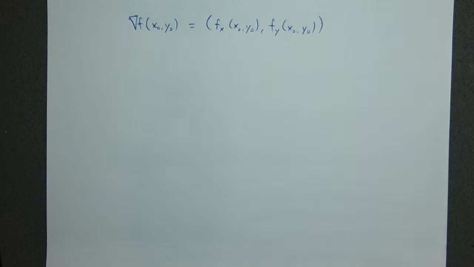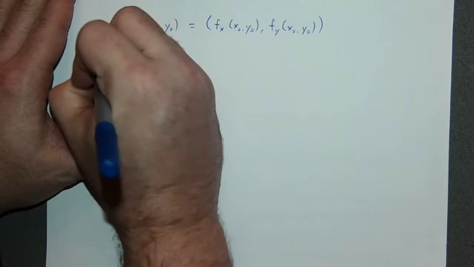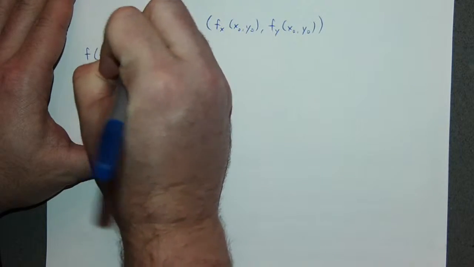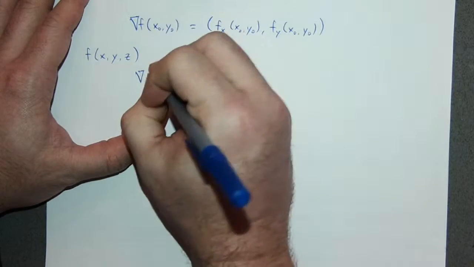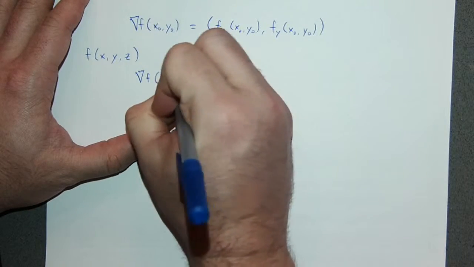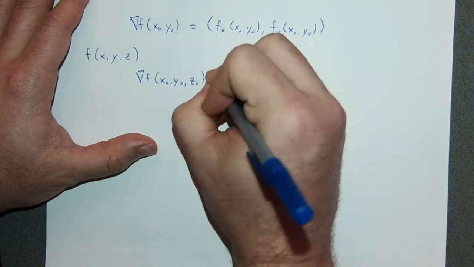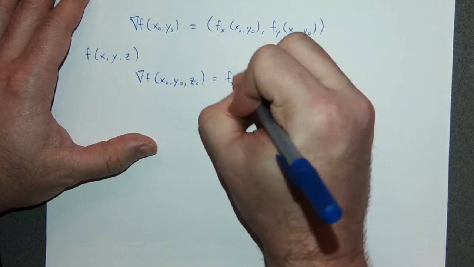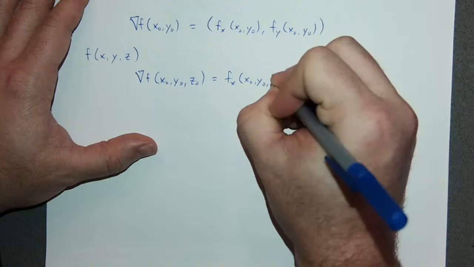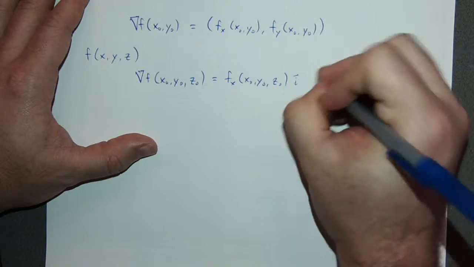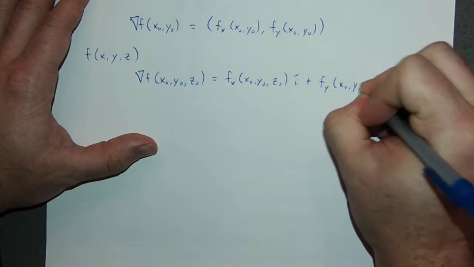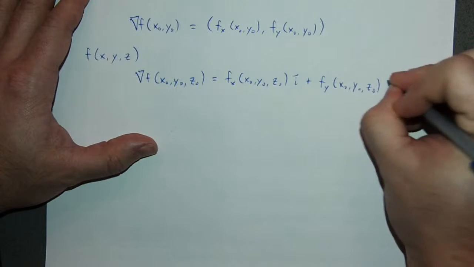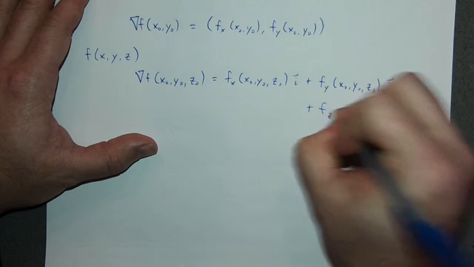Now, of course, there's nothing preventing me from defining this for a function of 3 variables. If I have a function f of 3 variables, then just as well, the gradient of f at x naught, y naught, z naught is the x partial of f at x naught, y naught, z naught in the first slot, the y partial of f in the second slot, and the z partial of f in the third slot.